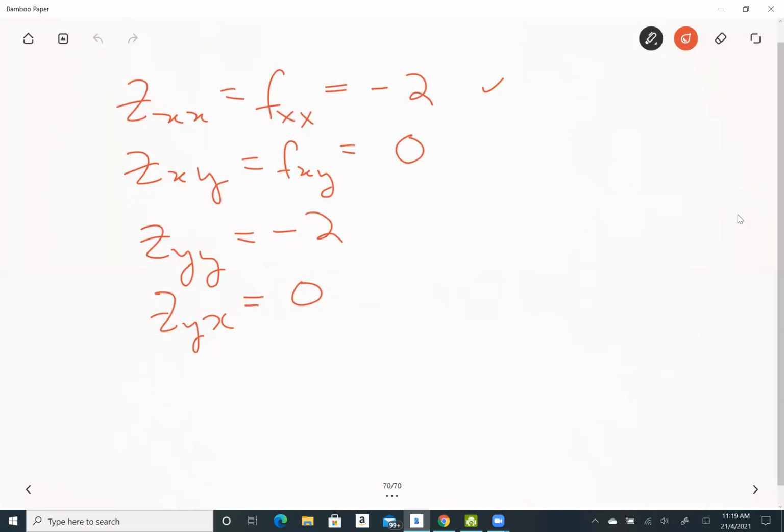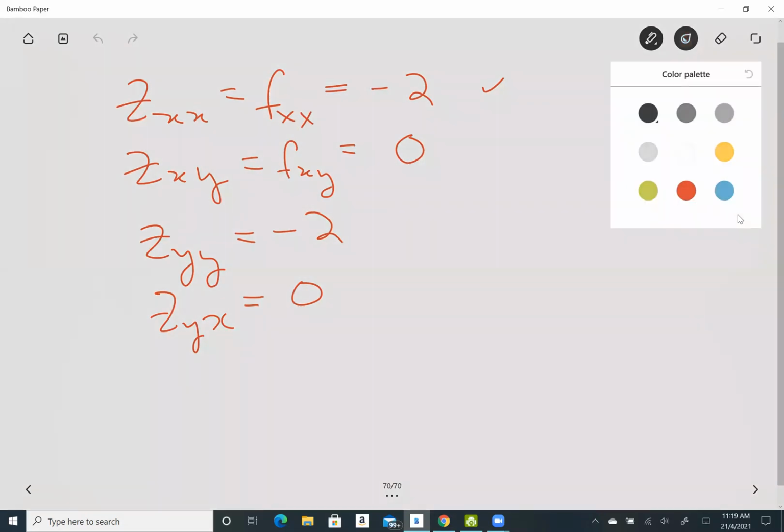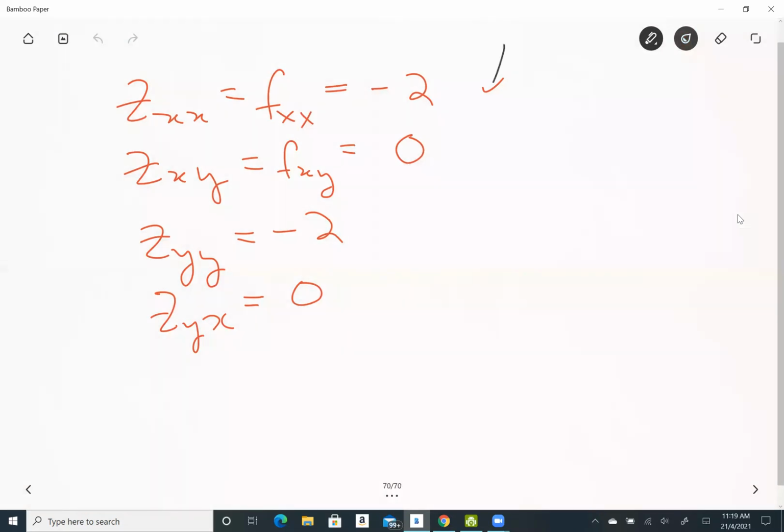Okay, you got it? We use this: you do zxx, then do zxy. Okay, so what is zxx? When you take the derivative of zx with respect to x, with y constant, okay?